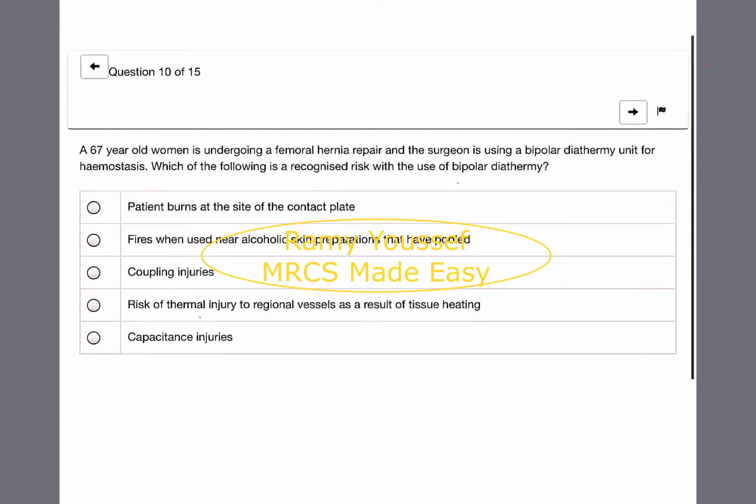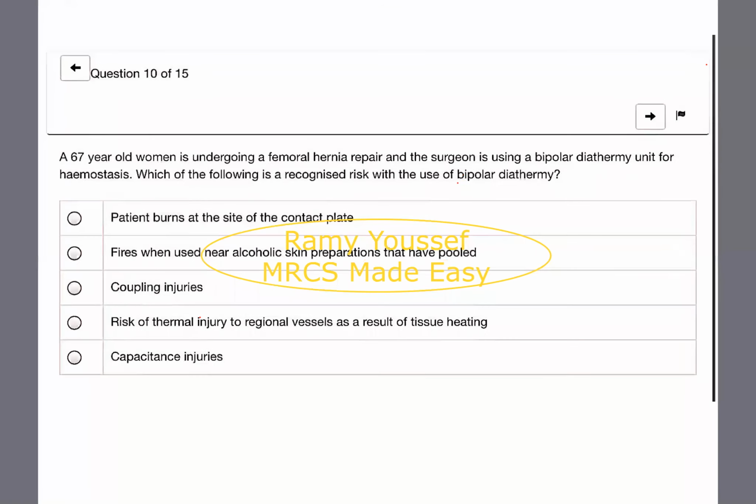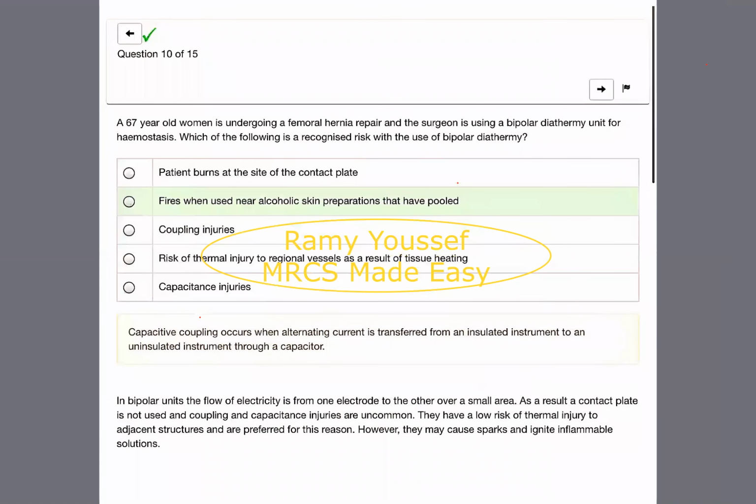It's fires when used near alcoholic skin preparations that have pooled, because all the others are due to the monopolar, and this one is due to bipolar. Patient burns at the site of the contact plate, the same as coupling injury, capacitance injuries, and risk of thermal injury to regional vessels as a result of tissue heating. So the only one is fire when used near alcoholic skin preparation.